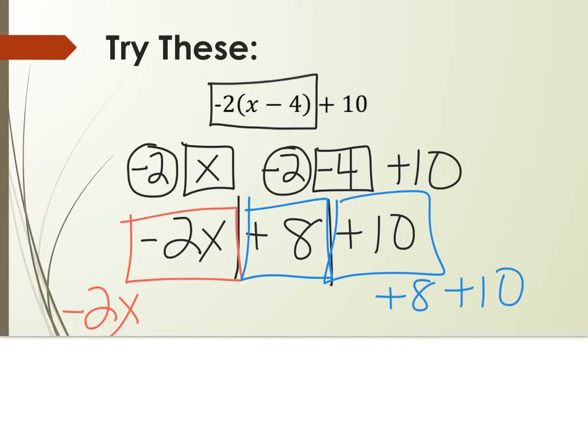They are both positive, so they're the same sign, add and keep. 10 plus 8 is 18, and keep the positive sign. Our final answer is negative 2x plus 18.